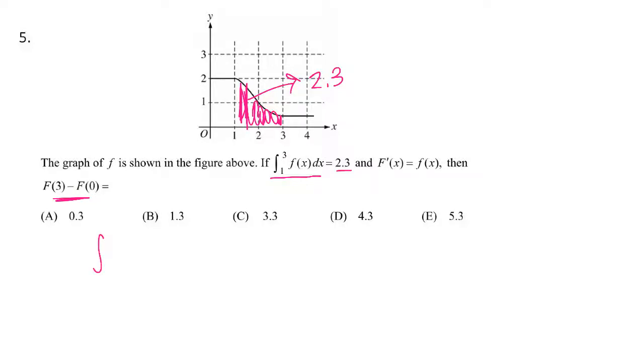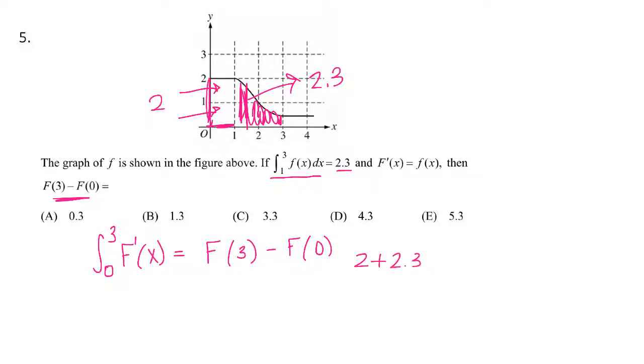F at 3 minus f at 0, that's the original function, isn't it? Well, if we think about this, that's really asking us, what is the bounded area from 0 to 3 of our function? So that's what this is asking us, because if we integrate that, we're going to get f at 3 minus f at 0. And so really all this amounts to is adding this area and this area to what we already know. Well, what is that area? Well, we've got 1 times 2, so that area is 2. So 2 plus 2.3, that's going to give us 4.3, which is answer choice D.